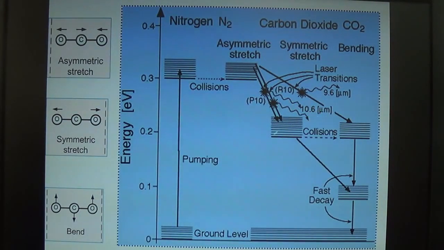And there is another possibility between the symmetric and bending levels, that is the collision. By this way it can come into the ground state here, and it can come directly also by this way. So this is the state of CO2 which is close to the ground state. So this is fast decay. By the fast decay process, they come into the ground state.